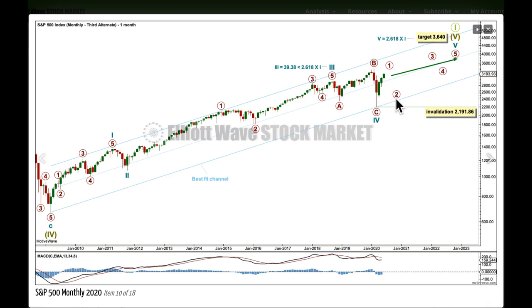Within it, primary 2 may not move beyond the start of 1. The invalidation point for this wave count is absolute. A new low by a fraction of a point on the tick chart would be enough to invalidate it.